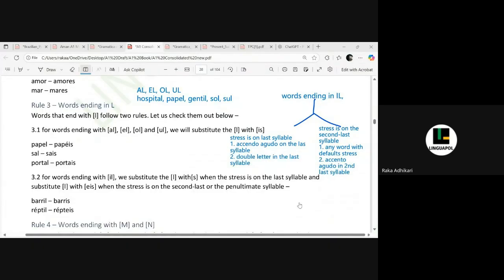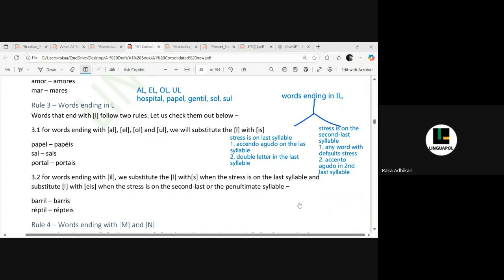Then we will put the accent on the last syllable. And the second condition is that if we have a double letter in the last syllable, like a double R, double L, like this, if we have a double letter in the last syllable, then also the stress will be on the last syllable. And the second category of word says the stress is on the second last syllable.